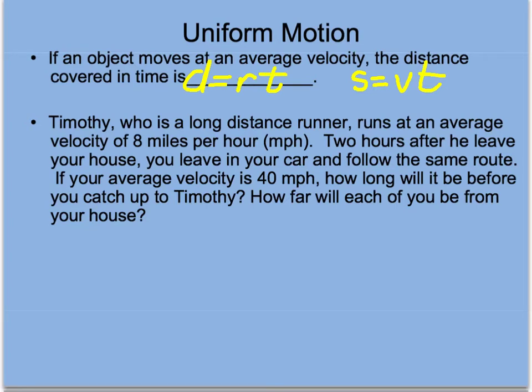So looking at our problem, it says Timothy, who is a long distance runner, runs at an average velocity of 8 miles per hour. 2 hours after he leaves your house, you leave in your car and follow the same route. If your average velocity is 40 miles per hour, how long will it be before you catch up to Timothy, and how far will each of you be from your house?